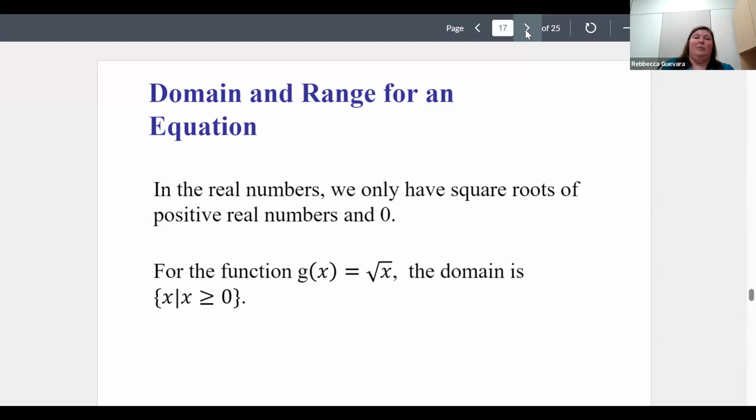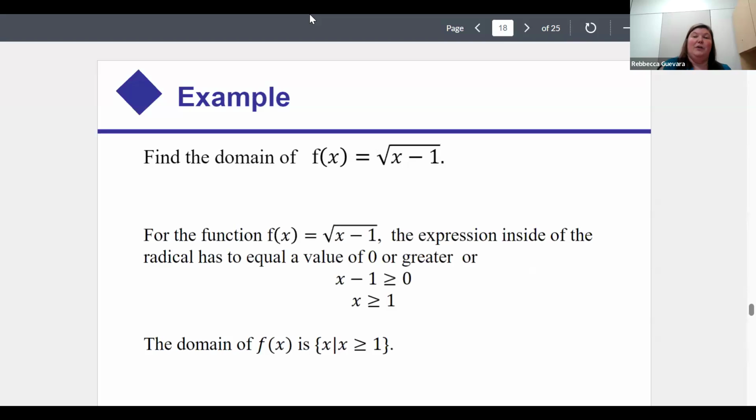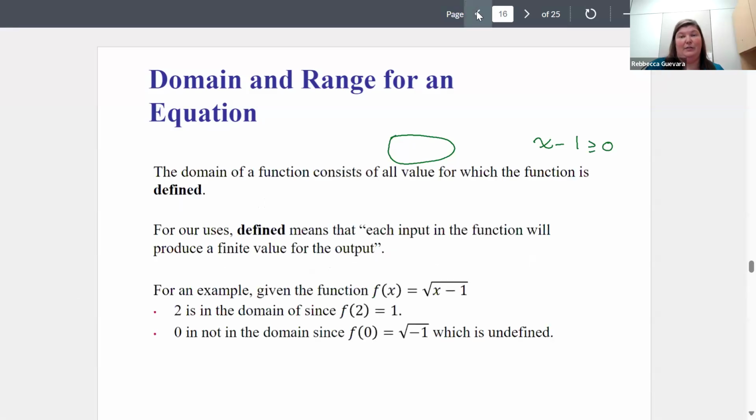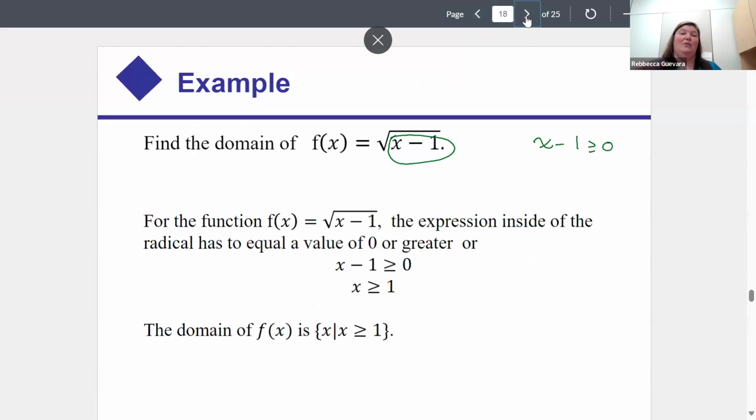So let's say we want to find the domain of f of x equals the square root of x minus 1. We already found out that 0 is not in there. So what we know is that this part in here has to be greater than or equal to 0. Because I said back here that I have the square root of x, x has to be greater than or equal to 0. Just went back too far. So what we're saying is anything under that radical sign, under that square root, has to be greater than or equal to 0.